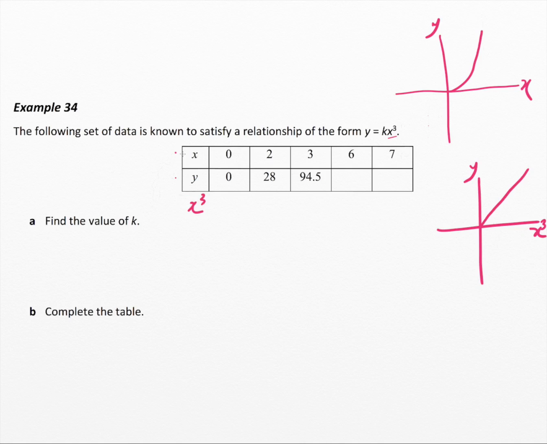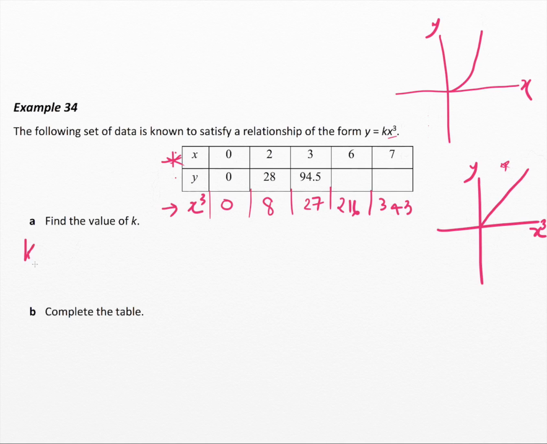So all I'm going to do is just cube all of my x values that are in this row. So 0 cubed is just 0. 2 cubed is 8. 3 cubed is 27. 6 cubed is 216. And 7 cubed is 343. So if I were to plot all of these values here against y, that's when I'll get my linear graph as shown over here.